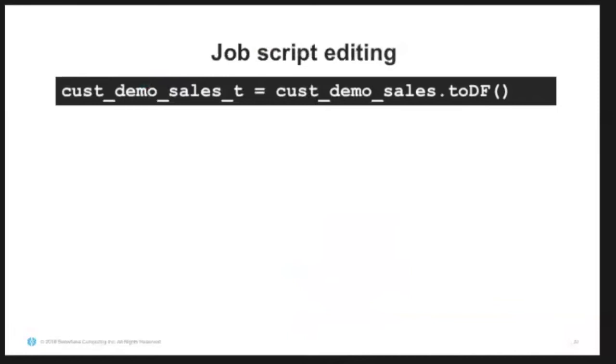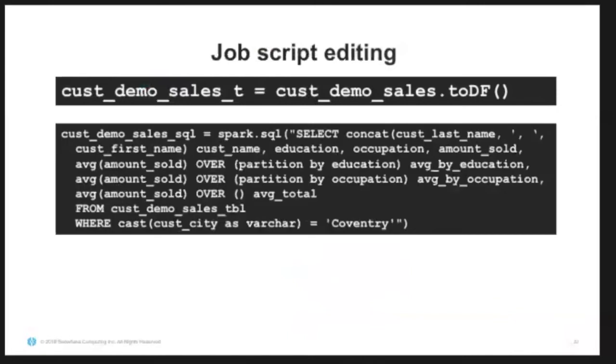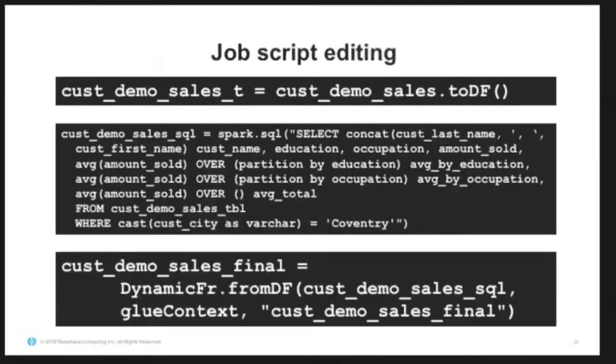So here I'm taking my customer demo sales dynamic frame and converting it to a data frame, so I can do some Spark SQL functions on it. I just pass in a Spark SQL query to run against the data frame. What I was doing was getting an average with a partition by for various fields. That's something that's just not built into the transforms within Glue. So I can do that, and then I convert that back to a dynamic frame so I can output it, continuing to use Glue. So again, you can do all kinds of stuff out there.